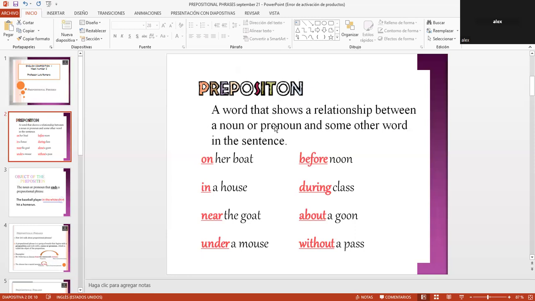Here you have this definition that talks about a pronoun. It means you can have the preposition and a noun, but you can also have the preposition and a pronoun. You will have some other examples in the future. Any questions so far?